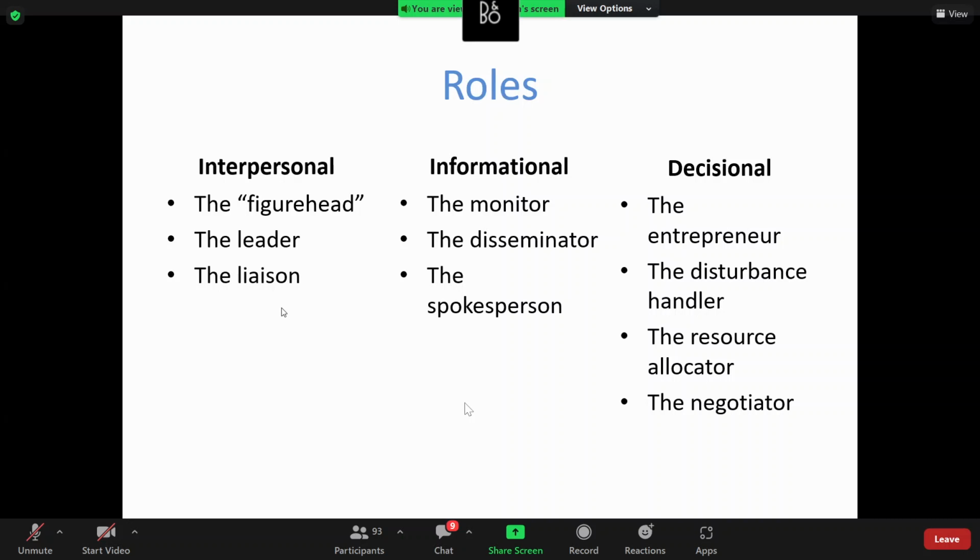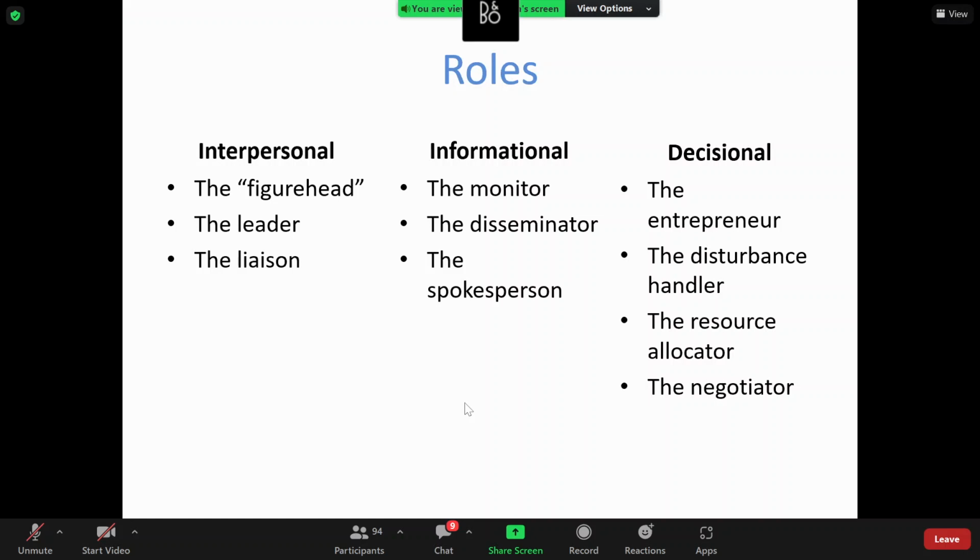Figurehead means you have to be the head of the organization, right? You have to be the role model, both inside the company and outside the company. That is figurehead, right? Then number two, you have to be the leader.